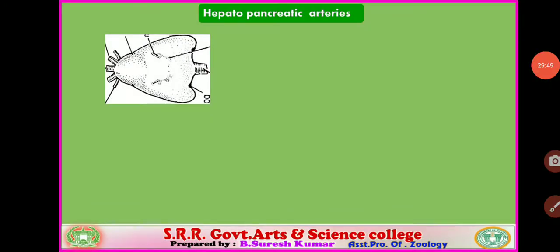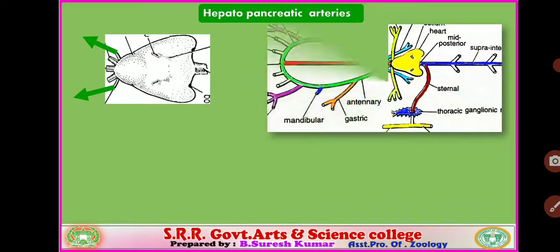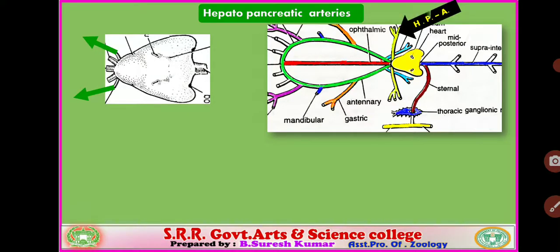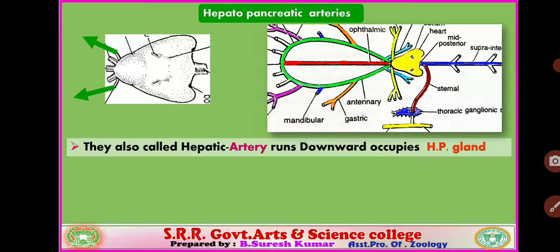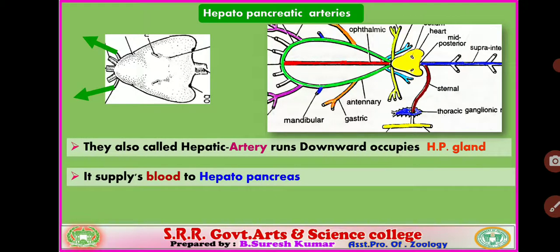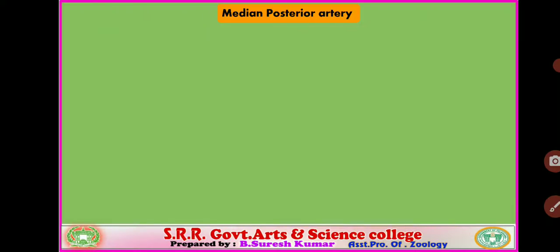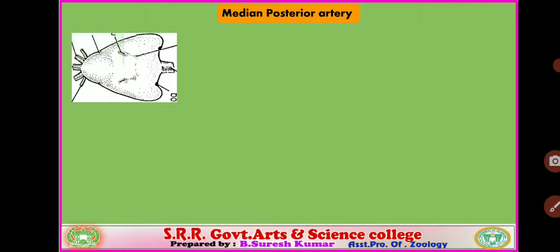Hepato-pancreatic artery. You verify it in the diagram. So these two are hepato-pancreatic arteries, one pair, one on either side. Locate them in this diagram. So these are hepato-pancreatic arteries, one on either side, and they are also called hepatic arteries, and they move downward and occupy the hepatopancreas gland that is associated with the digestive system, and it supplies blood to hepatopancreas. Right. Next, the last and final artery, median posterior artery.